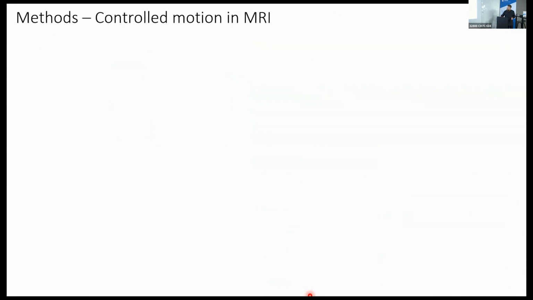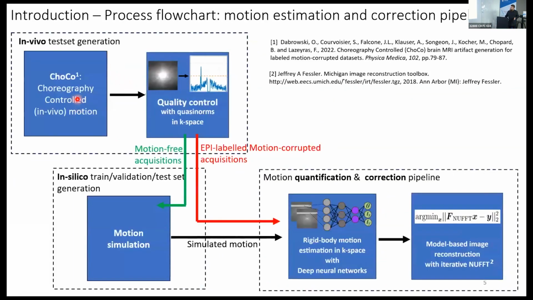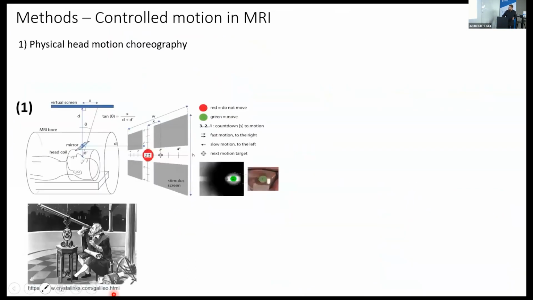Now let us first have a look inside this CHOCO box, if I may say. The idea is that subjects go inside the MRI scanner, and they are presented a visual stimulus on a screen with a moving dot, and they are wearing glasses that restrict the field of view, so as to avoid eye tracking.